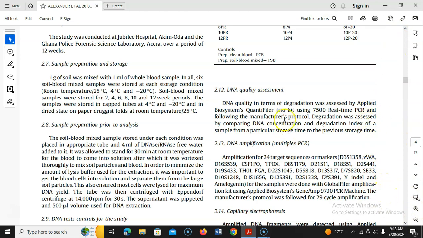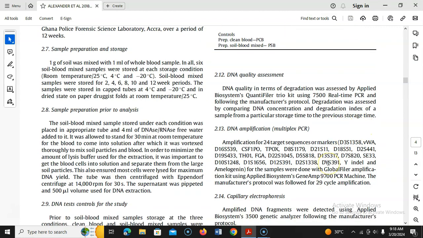So DNA quality in terms of degradation was assessed by Applied Biosystems Quantifiler kit using the 7500 real-time PCR and following the manufacturer's protocol. Degradation was assessed by comparing DNA concentration and degradation index of a sample from a particular storage time to the previous storage time.